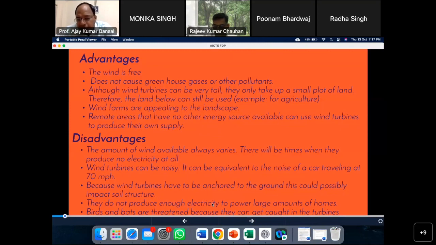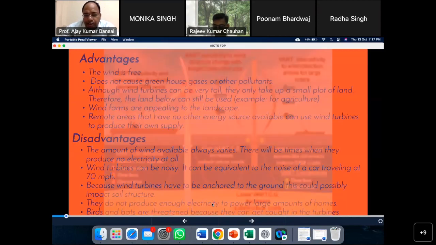When we talk about the disadvantages associated with wind energy, the amount of wind available will always vary, and there will be times when there is no wind available, or very little, or a very high amount of wind, and at that time the wind turbine will not be generating any energy. Wind turbines can also be noisy because when they rotate they cause noise, and because the wind turbine has to be anchored to the ground, this could possibly impact the soil structure. They also do not produce enough electricity to power a large number of houses, and birds and bats are threatened by these turbines.